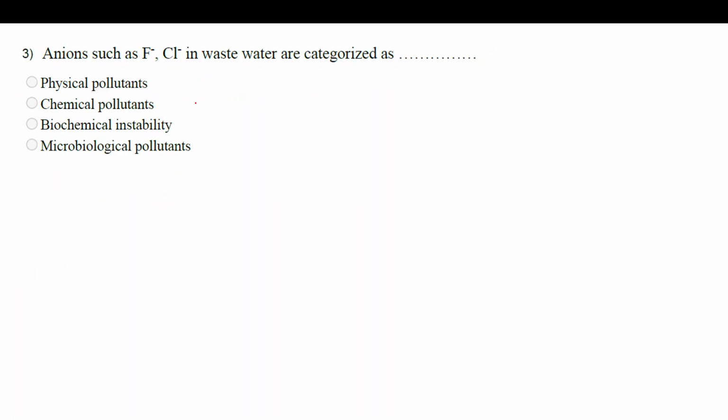Next question: anions such as F minus and Cl minus in wastewater are characterized as dash. These are the class of chemical pollutants because these are anions and they are some sort of chemicals. They are not adding some visual change or something you can feel, right? And they are obviously not bacteria or microorganisms. So they are chemical pollutants.